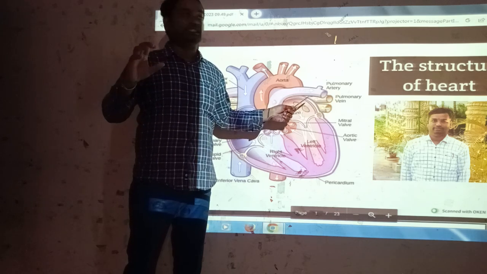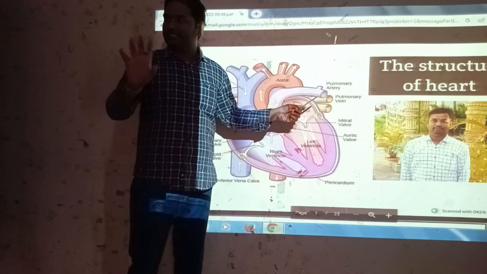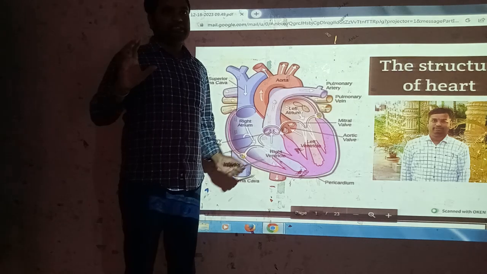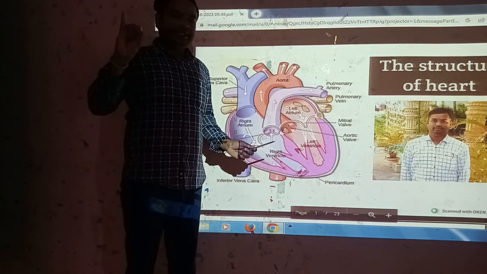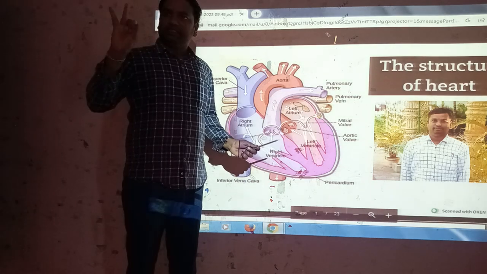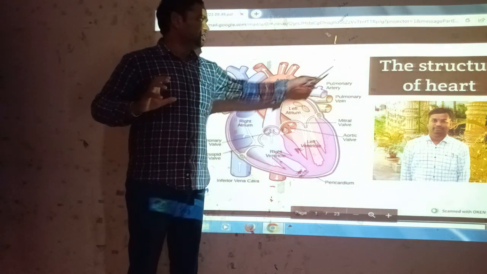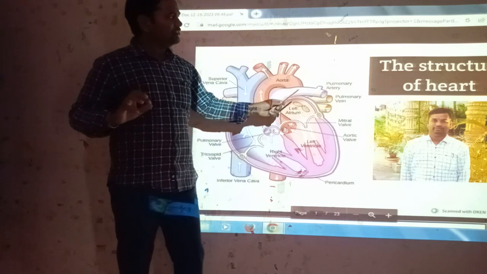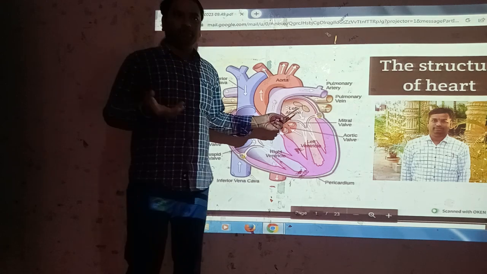Next is the respiratory system, the main energy provider and exchange of gases. After that, the circulatory system: blood, and after that, heart structure, arteries, veins, the different types present in the circulatory system. Today's topic is only the structure of the heart. The circulatory system has important roles.